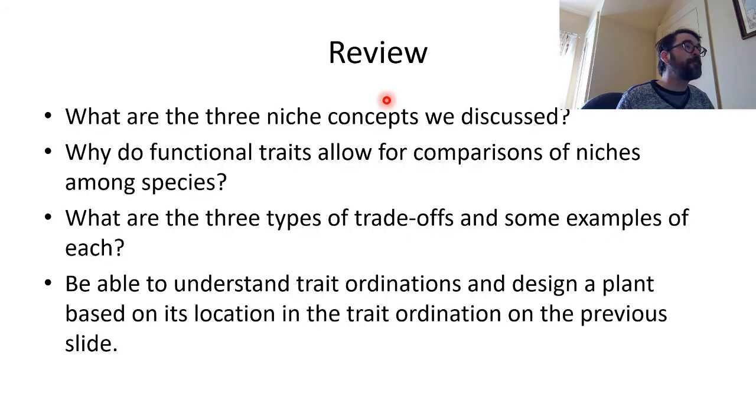Okay, so review. What are the 3 niche concepts we discussed? You should know all 3, even though I think the Hutchinsonian one is the best. Why do functional traits allow for niche comparisons among species in a better way than thinking of the n-dimensional hypervolume? What are those types of trade-offs we talked about, and maybe some examples of each, and be able to read a trait ordination and design a plant based on the location of the trait ordination. We spent a fair bit of time on that, and feel free to ask me questions about that.